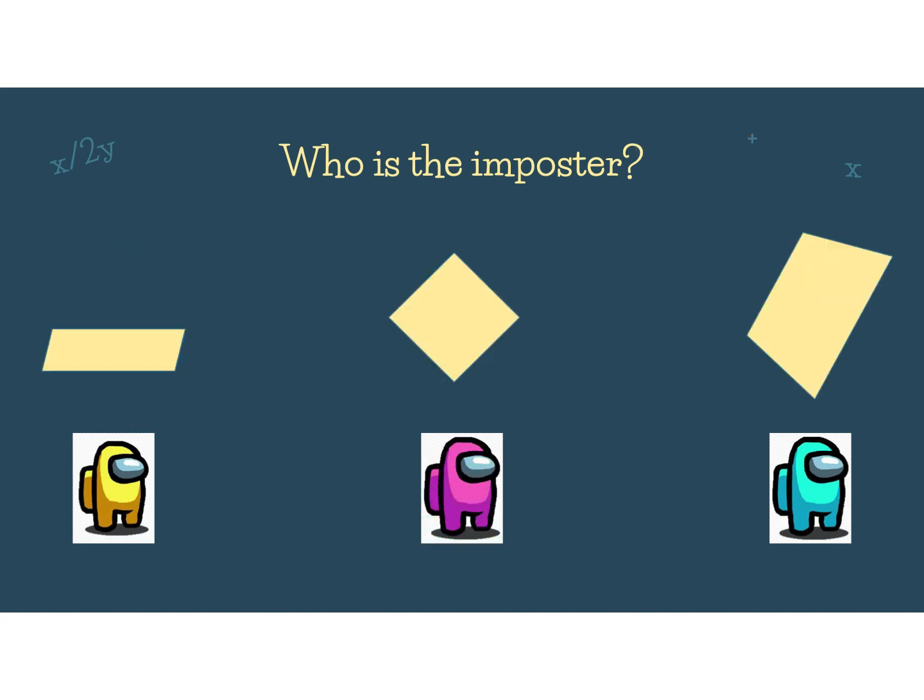Moving on. Here we can look and see, is this side parallel with this side? Yes, it is. Is this side parallel with this side? Yes, it is. So that one is good. It is a parallelogram. Then we're going to check this side with this side. That is parallel. And then this side with this side, also parallel.